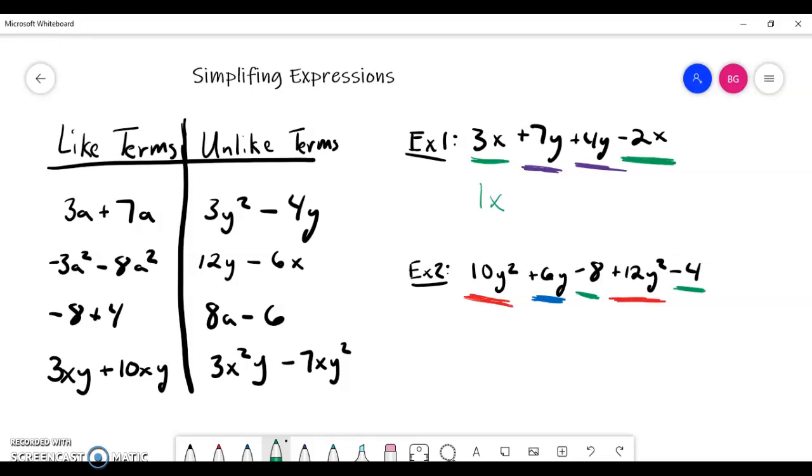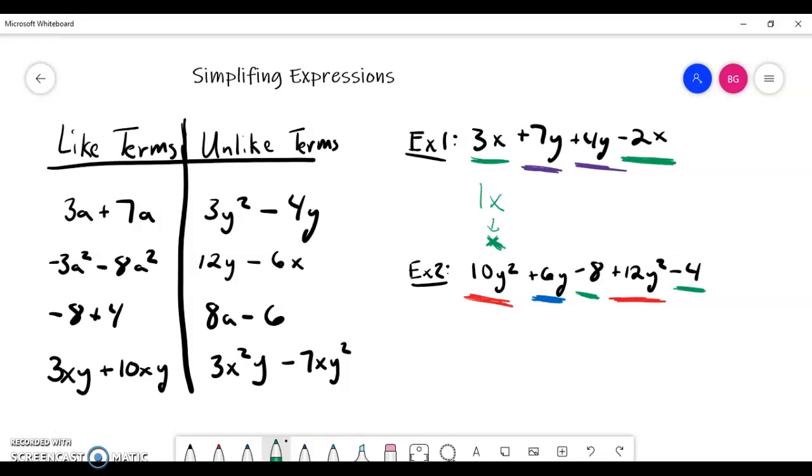You're just taking the coefficients and combining them to make one new coefficient. So 3 minus 2 gets you 1, and then the variable stays as an x. Okay, now we also could write that as just x, because we don't have to have the 1 in front of the variable if that's the coefficient. We already know it's going to be a 1 in general. So you could have just x or 1x.